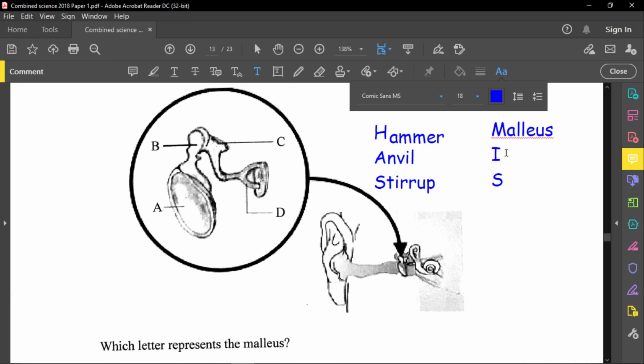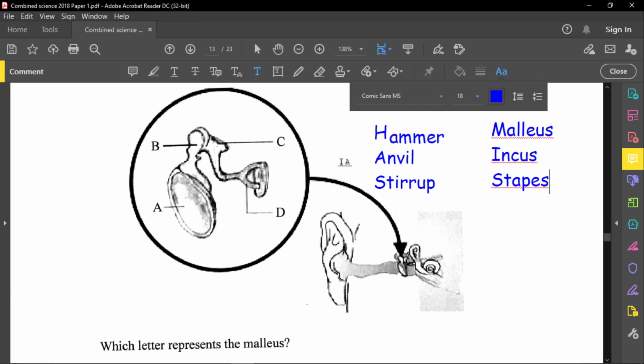And I represent incus. Okay. So we have incus right here. So this one is incus. And then S again, stapes. All right. So those are the three bones of the body.